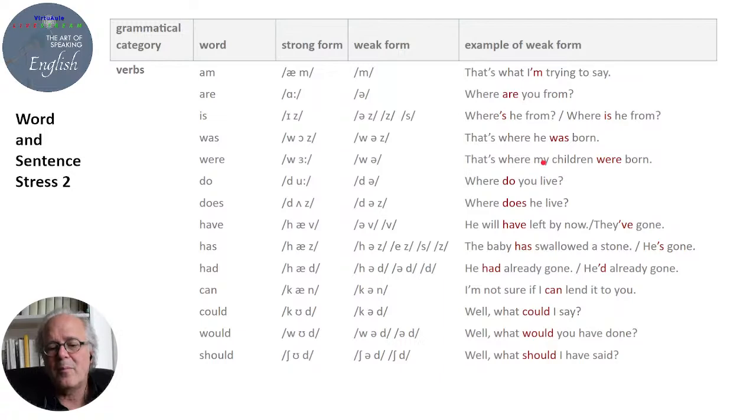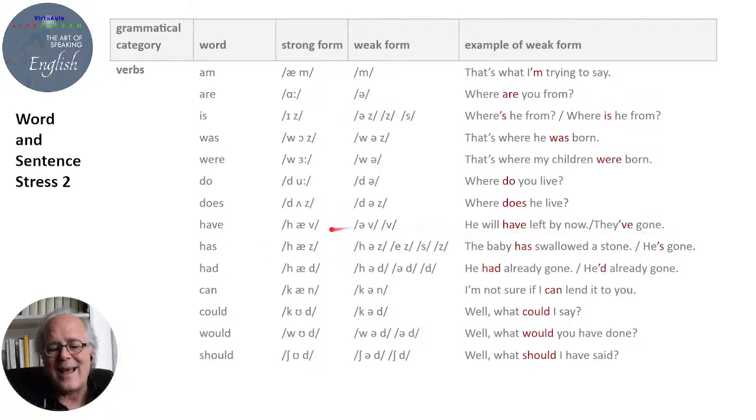Were born. Do, where do you live? Do gets changed to duh. Where do you live? Does, where does he live? Where does he live? Does, the long form. Does, where does he live? Short form.